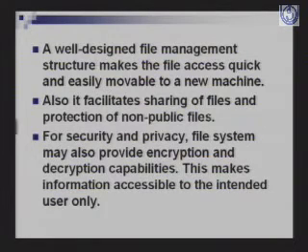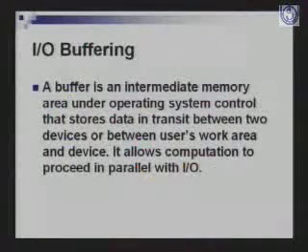And then, as I told you before, as there is a speed mismatch between the I/O devices, the memory and the CPU utilization, there is a concept called buffering, and buffering which relates to the I/O is called I/O buffering. Please look into that concept. A buffer is an intermediate memory area under operating system control that stores data in transit between two devices, or between the user's work area and the device. It allows computation to proceed in parallel with the I/O.